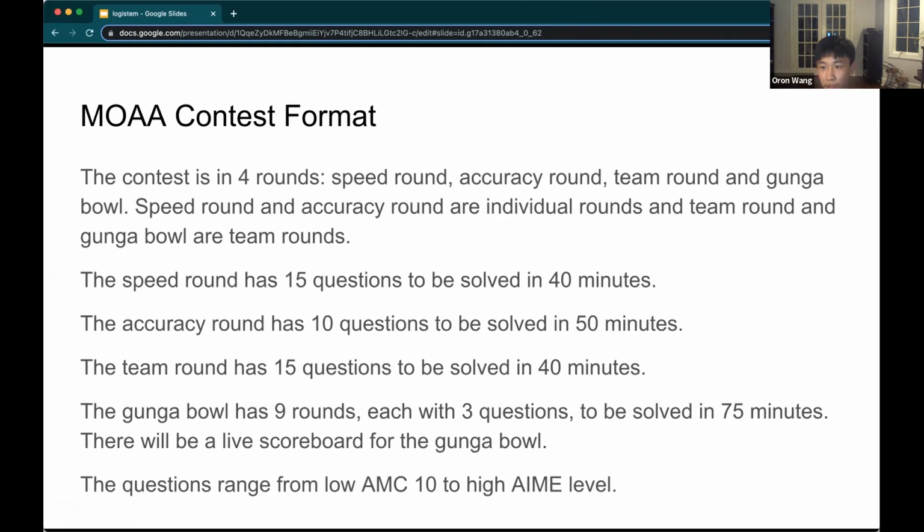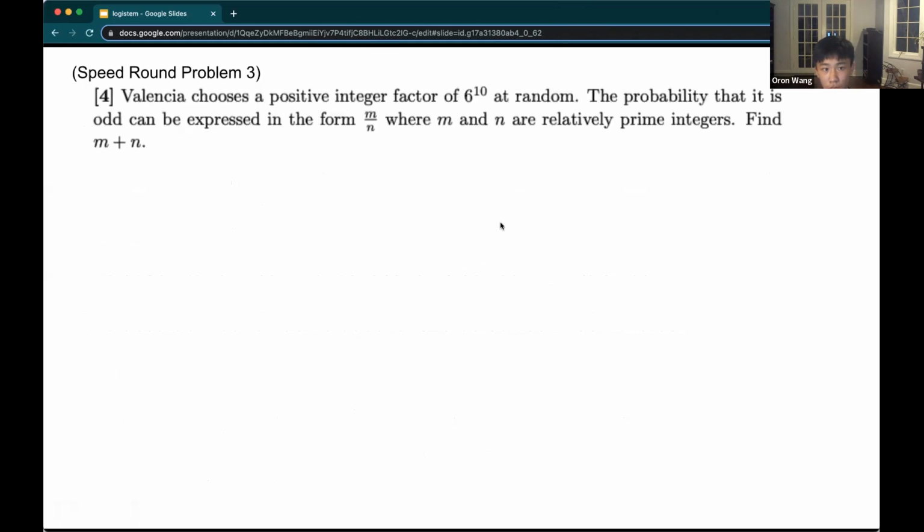Okay, I think now we can get started on the problems. So this is problem 3 of the speed round this year. I'll give you 5 minutes to think about it.